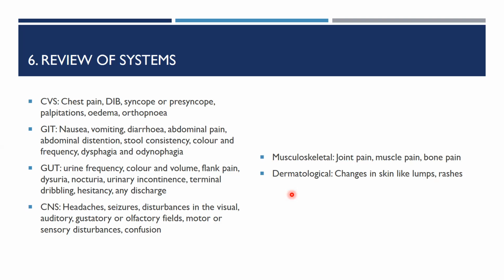Now you come to the CNS. Do they have headaches, seizures, differences in either your vision, your hearing, your taste, or your smell? Do you have any disturbances? Do you have any disturbances with your motor, your muscles, or your sensory features? Are you exhibiting any features of confusion, like in some cases, pneumonia would do that to someone? Do you have any musculoskeletal issues like joint pain, muscle pain, bone pain, any dermatological issues like lumps or rashes?